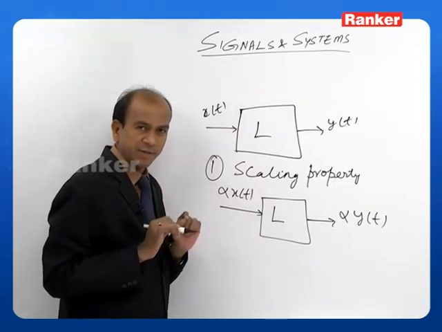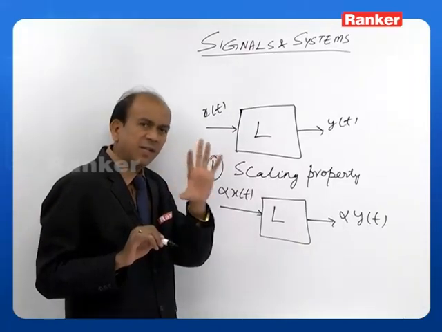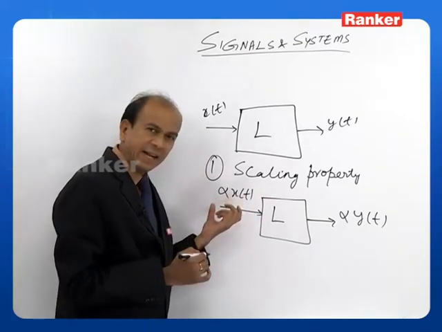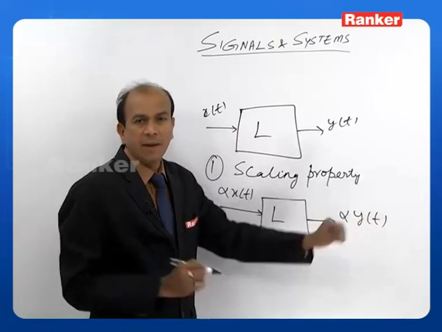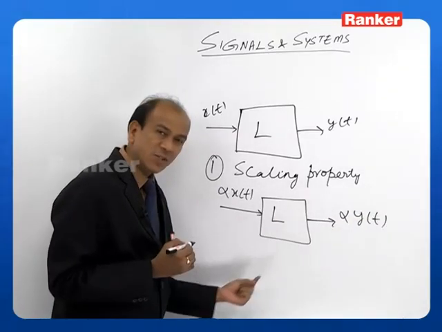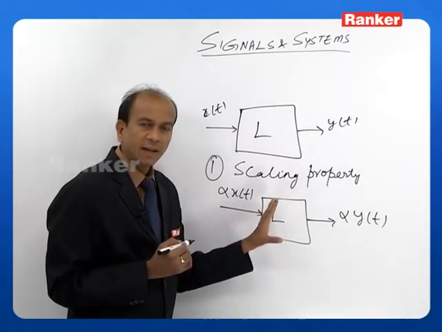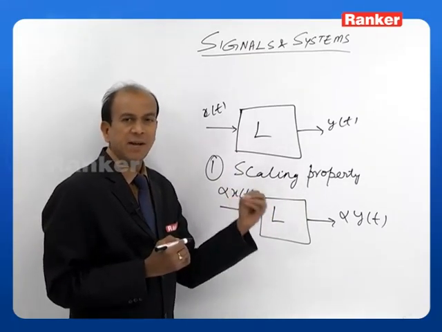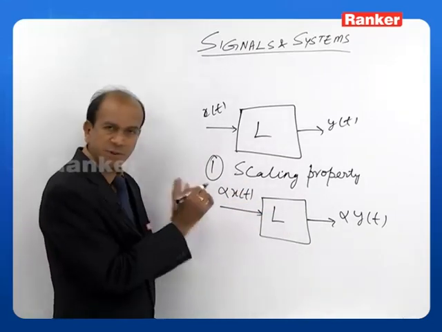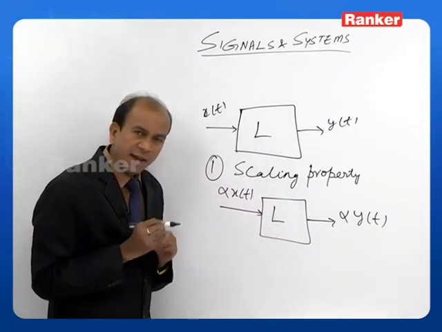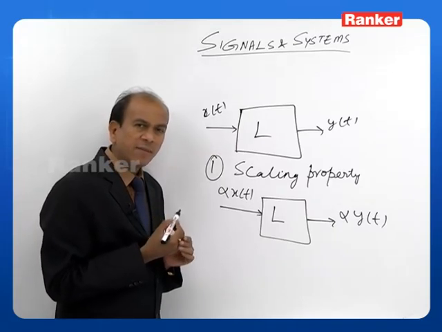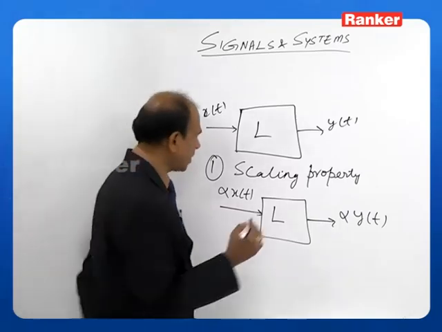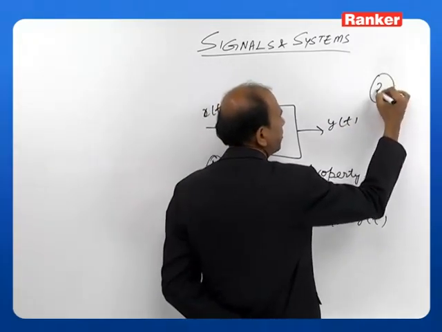This is one of the conditions. We are not yet sure, but at least one of the properties has been satisfied. What is the property? When I scale the input, the output also gets scaled by the same factor. So this is called the scaling property. The output is getting scaled by a factor similar to that of the input. So this is one property which we have been satisfying. Let us look at the second property. What was the second property? We said additivity or superposition property. So let us look at that.